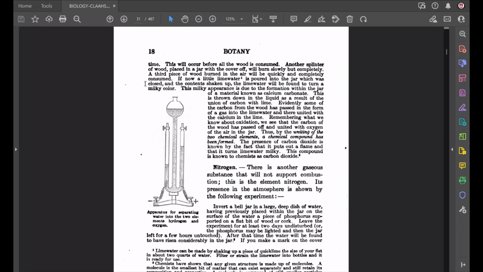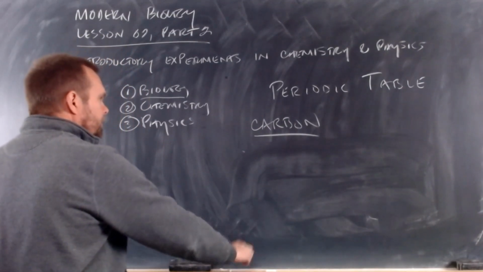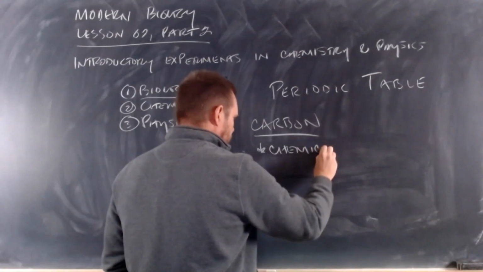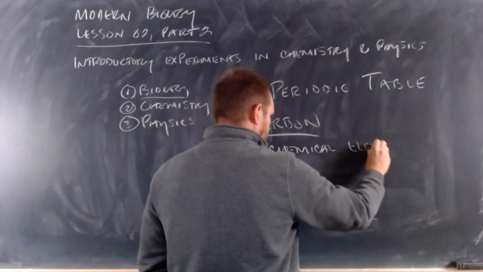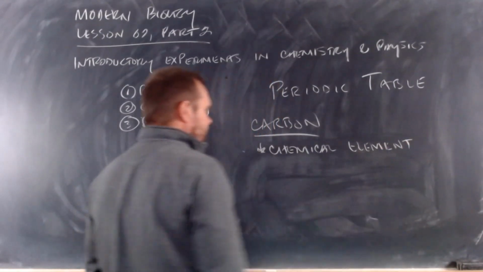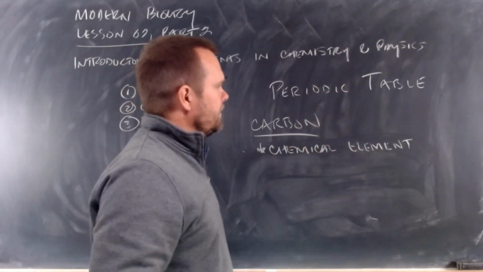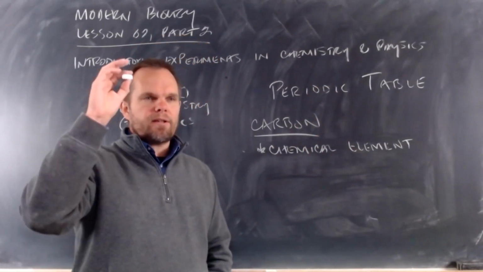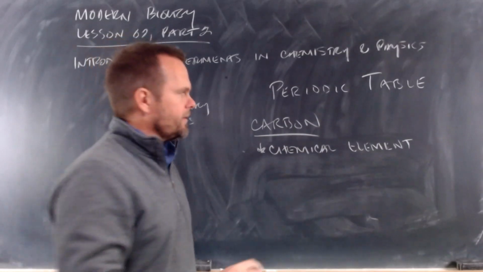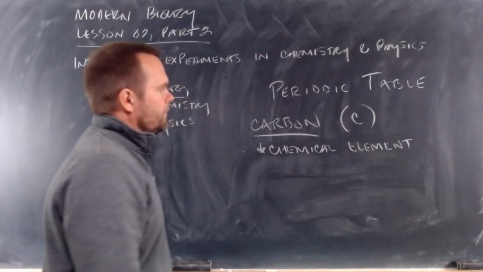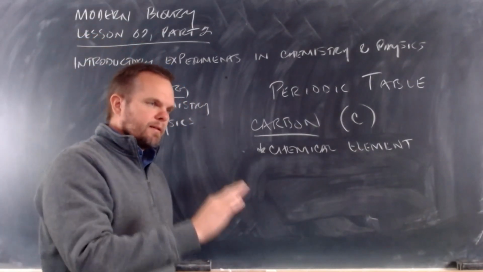So what's important to know about carbon? Make sure you have this in your notes. Carbon is a chemical element. If you look on the periodic table, the chart that I was telling you about before, there is an abbreviation for every element. The abbreviation for carbon is just a C. It's one of the most basic chemical elements.